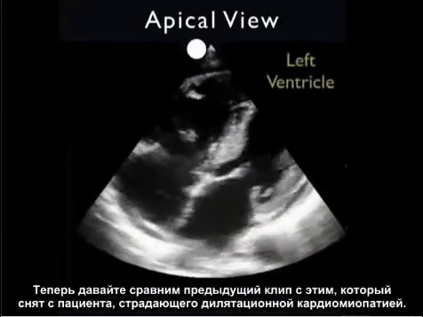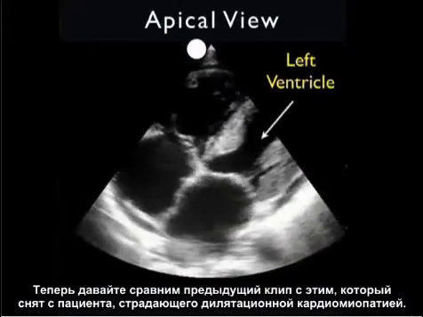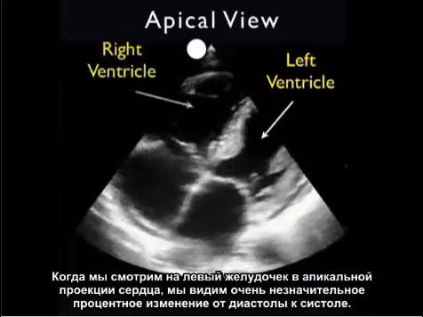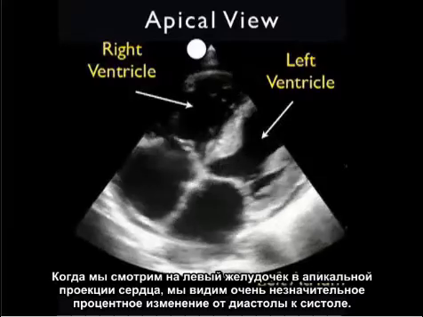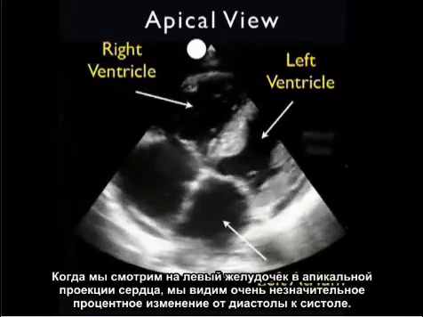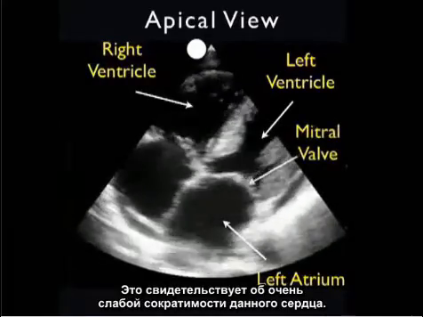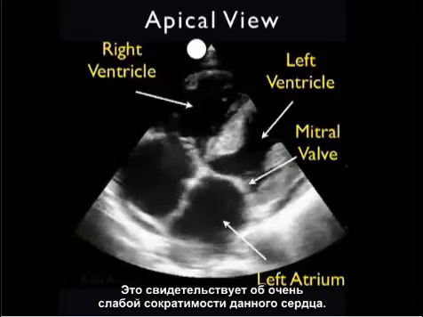Let's contrast that last clip from this patient who has a dilated cardiomyopathy. And as we look at that left ventricle from the apical view of the heart, we see a very poor percentage change from diastole through systole. This is indicative of a very poor contractility of this heart.